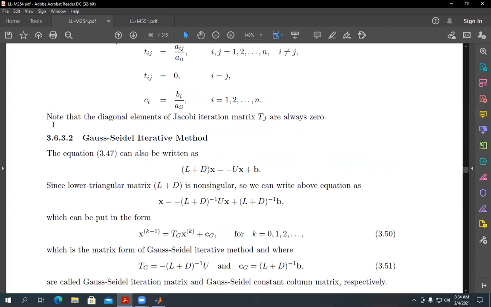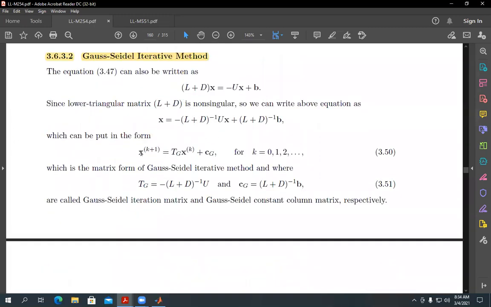In the same way, you can get the matrix form of the Gauss-Seidel formula. This is the matrix form of the Gauss-Seidel. Here you need Tg and Cg, and this is the formula you have to memorize. This is the formula of Tg, (L plus D) inverse U, and this is the formula for Cg.